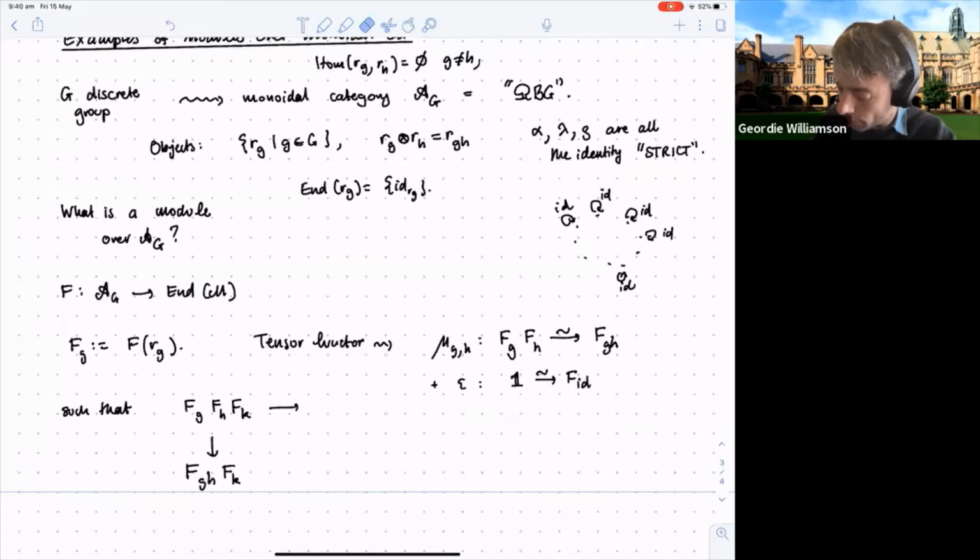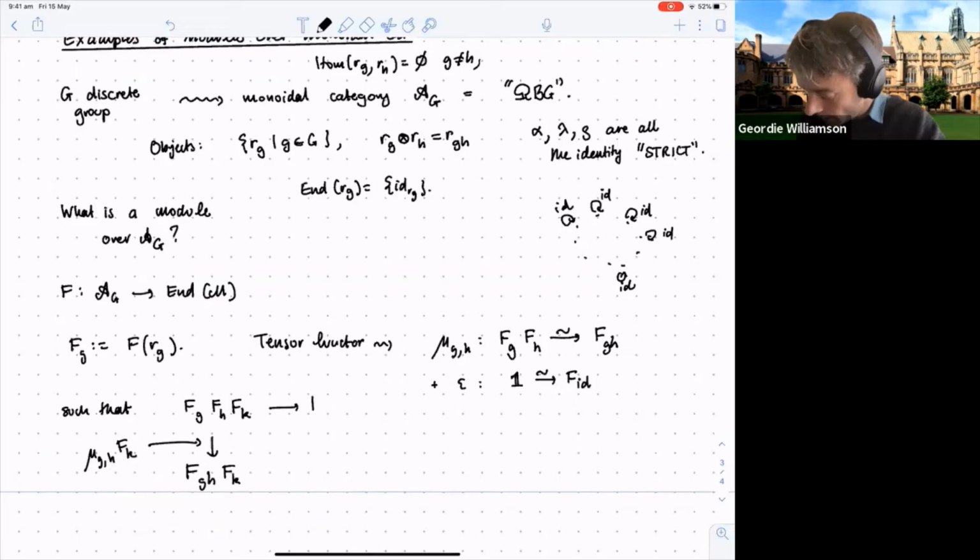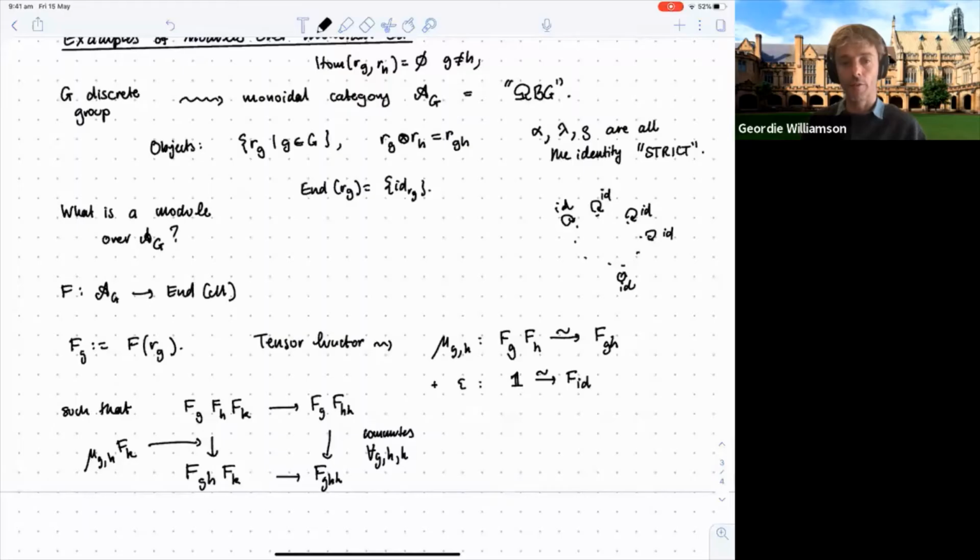And now I can expand this in two ways. So I can go first to FGH, FK. So in my notation from earlier, I would write this mu GH, that morphism would be mu GH times the identity of FK, FG FHK. So this should commute for all G, H and K. And also left and right, there are diagrams for left and right units.